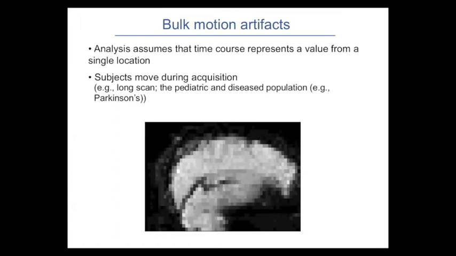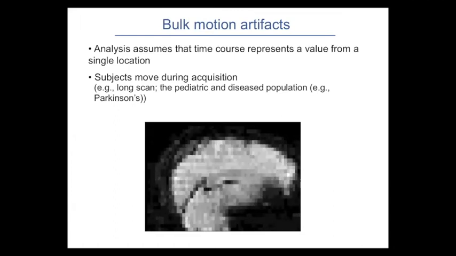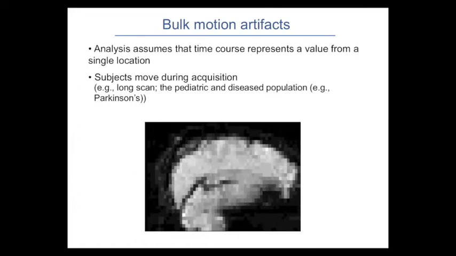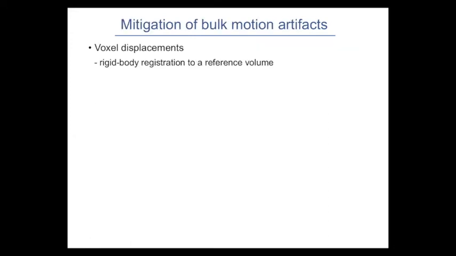But unfortunately, subjects tend to move within the scan, especially when the scan time is pretty long, or when we are scanning pediatric patients or diseased populations. Here is a movie of a subject inside the scanner; you can see there is a lot of motion. To correct the motion, the first step is to make sure all the voxels are aligned with each other. This is done through rigid body registration to a reference volume, so we make sure the time series of each voxel correspond.